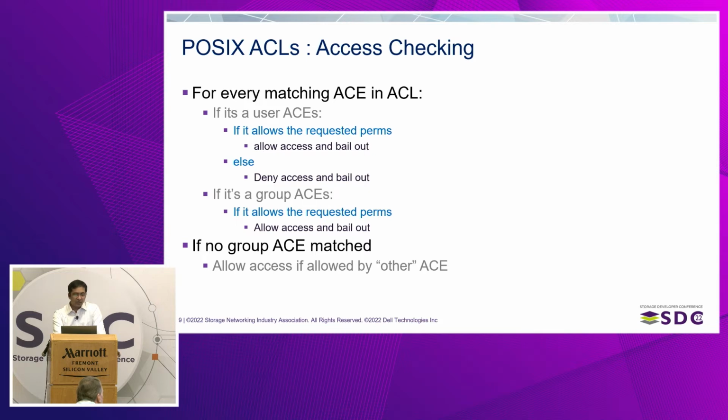If it's a user match, all the requested bits have to be satisfied by that ACE. So if we find a user match and all the bits are not satisfied by that ACE, it's a deny. If it is satisfied, then it's an allow. So you're doing first match there for user ACEs.